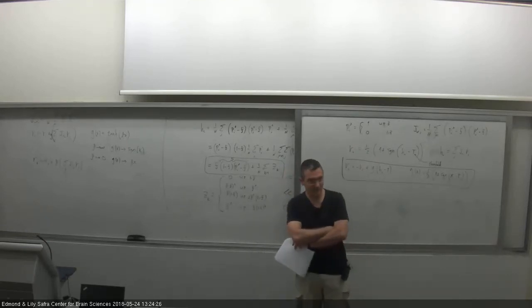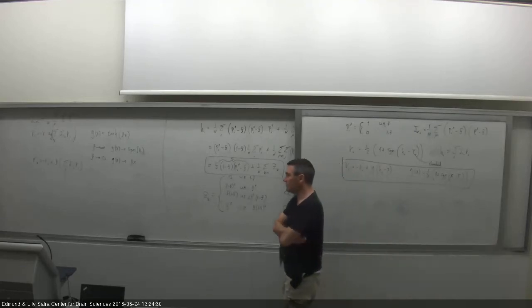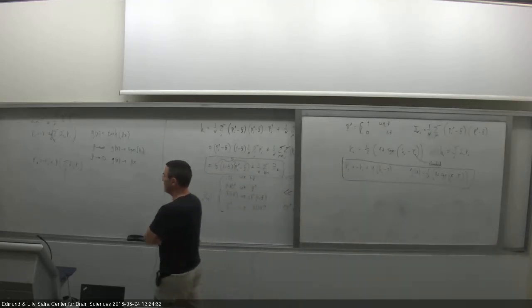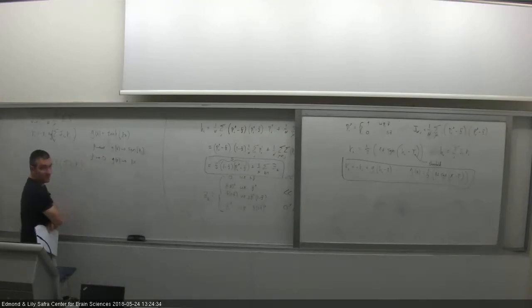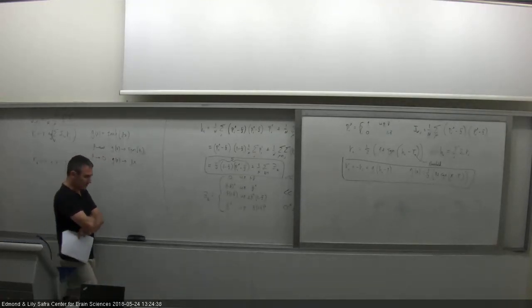R is equal to 0. What about it? So R being equal to 0 is a fixed point. That's one thing that we can say. What are the other fixed points?